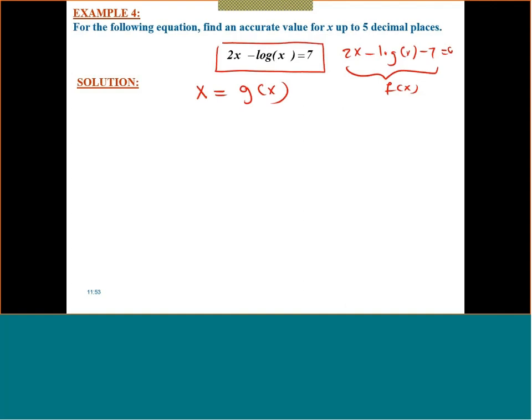Okay, and here it says I want to keep on working until I have 5 decimal places. You could have different criteria here. The criteria is you want to make sure that your answer is correct to 5 decimal places.